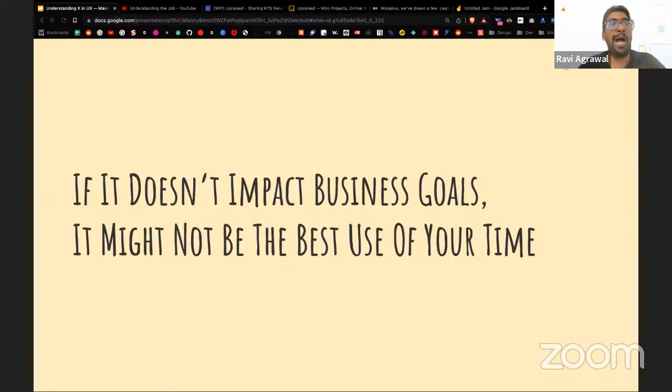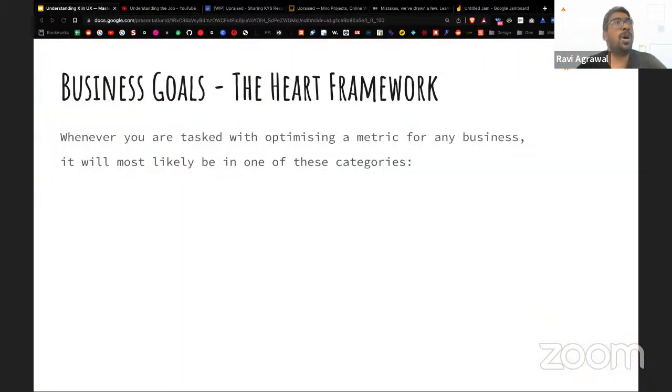The second part of our why is the business goals. And if it doesn't impact the business goals, it might not be the best use of your time right now. Remember, on this planet, in a business context and in our personal lives altogether, time is the most important currency. So how do you make the best use of your time? Right? It's not about good use. The slight shift from good to best use of your time can do you wonders. So we'll talk about the HEART framework here, and we'll talk about business goals.